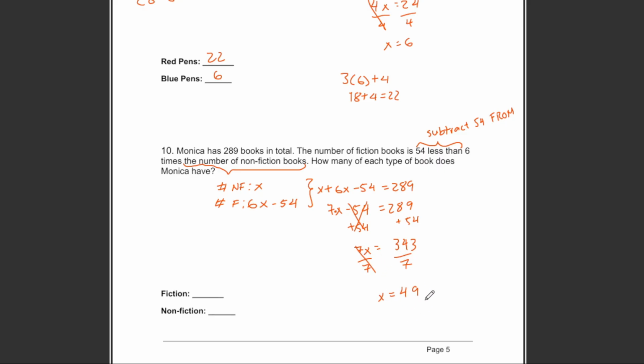Okay, so what is 49? x equals 49. Do I know what x is? Some of you didn't define your variables. They just got x equals 49. I don't know where that goes. But remember, we defined our variables. Thank goodness. Let's look over here. What is x? x is the number of nonfiction books. So 49 is going to go right there. And to find your fiction books, I'm going to do the easier way. I'm just going to do 289 minus 49. Okay, that's just 240. And that's it. All right, so that's question 10.